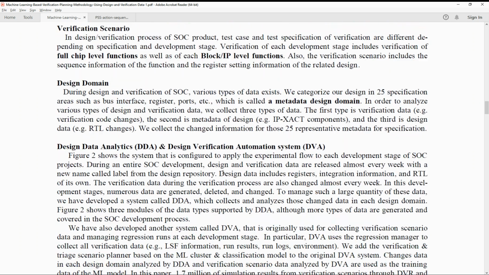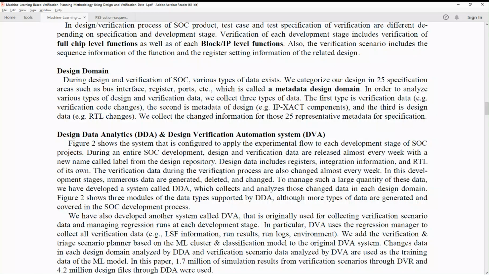Design domain. During design and verification of SoC, various types of data exist. We categorize our design into 25 specification areas such as bus interface, register, ports, and so on, which is called a metadata design domain. In order to analyze the various types of design and verification data, we collected three types of data.